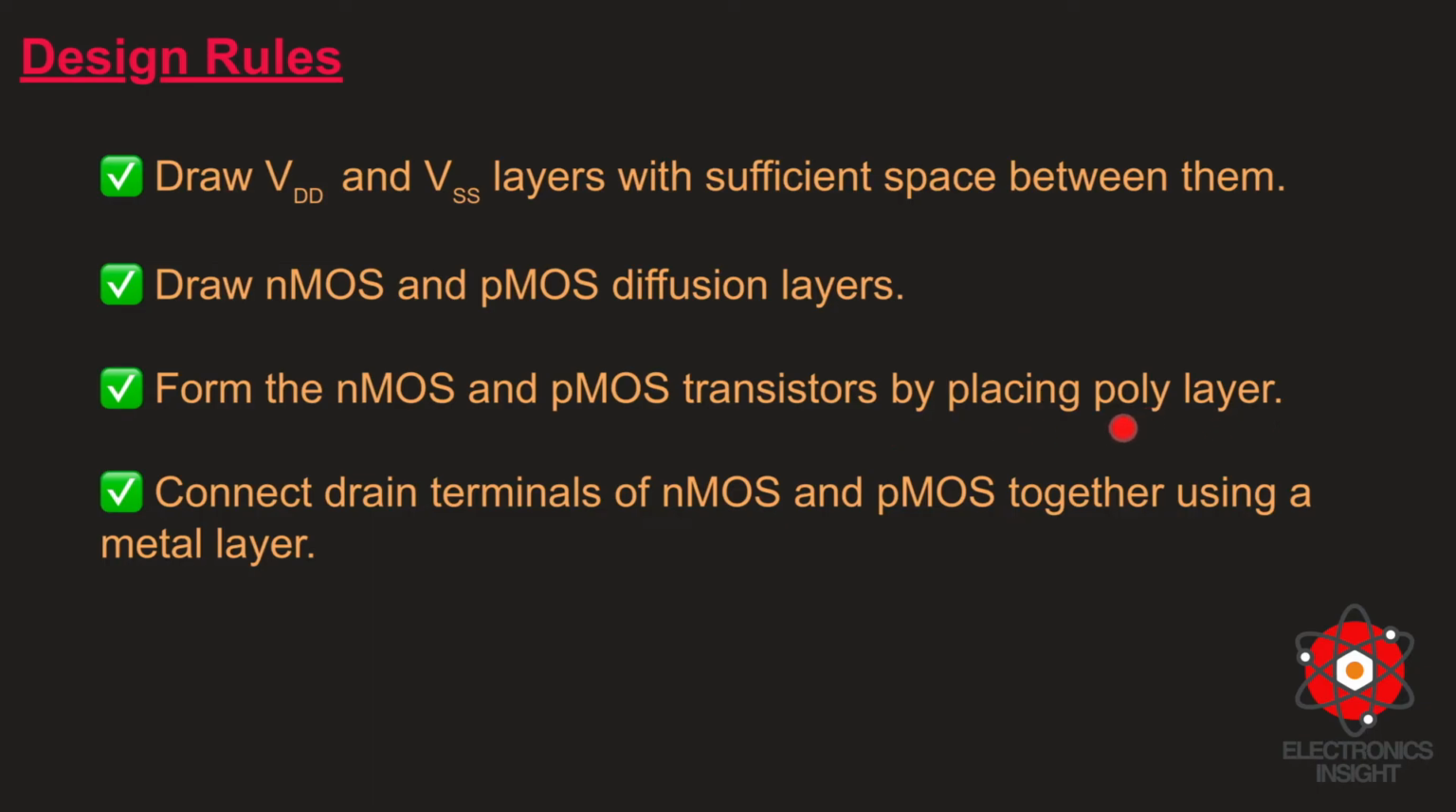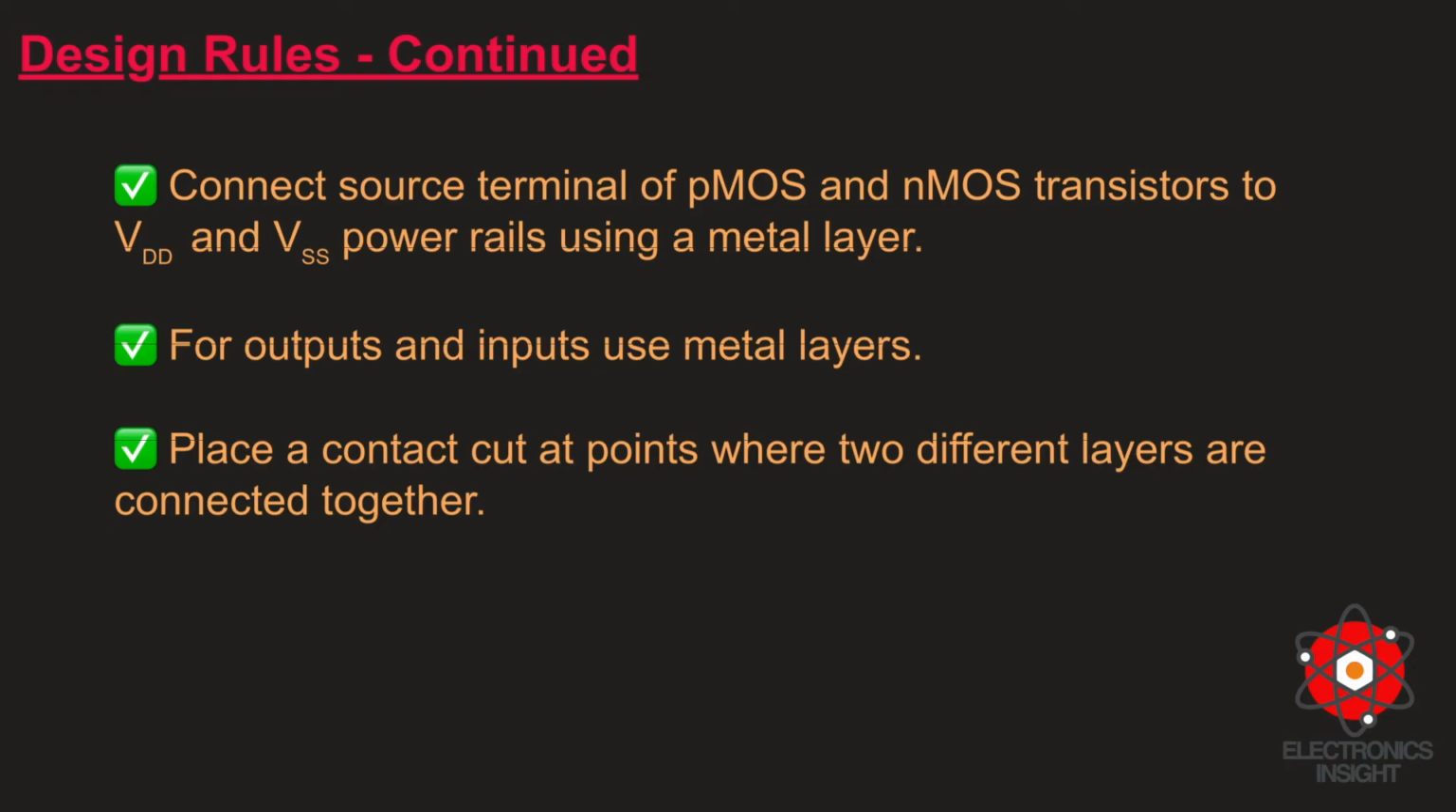So this polysilicon layer is a red color layer, and then we connect the drain terminals of both NMOS and PMOS together using a metal layer. So wherever we use a metal layer for interconnections, it should be represented using blue color. So all the color codes are also important. Now we need to connect the source terminals of the PMOS and NMOS transistors to the VDD and VSS power rails, again using a metal layer, which means the blue color layer.